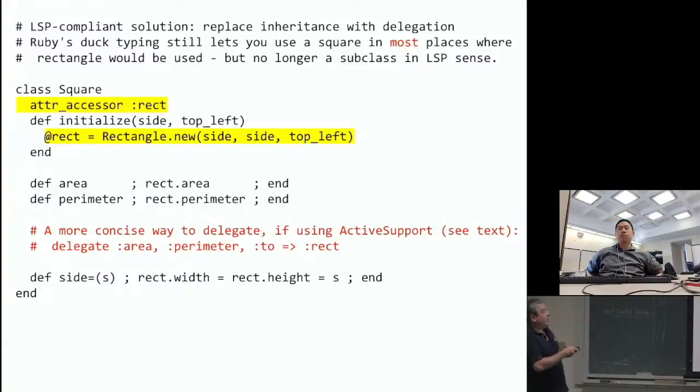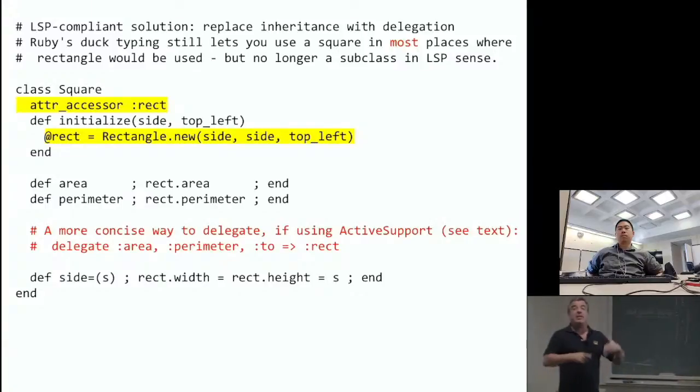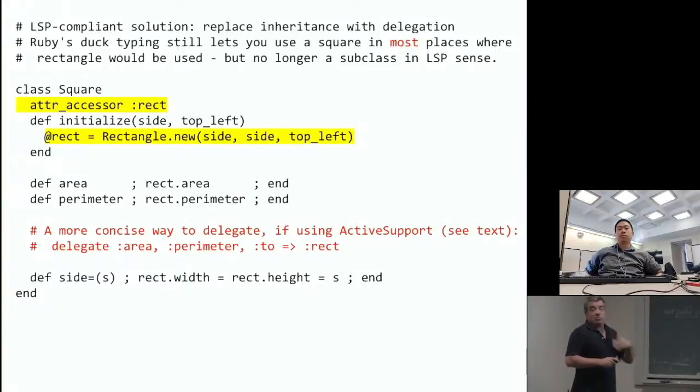And if square and rectangle implement some of the same methods, because Ruby has this nice duck typing concept, they probably are somewhat interchangeable. But you're no longer asserting that they have to be substitutable one for the other in the Liskov sense. It happens to be the case that if you're using Rails, which includes this Active Support module with a bunch of goodies in it, you can actually just say delegate area and perimeter to some attribute named by this symbol.